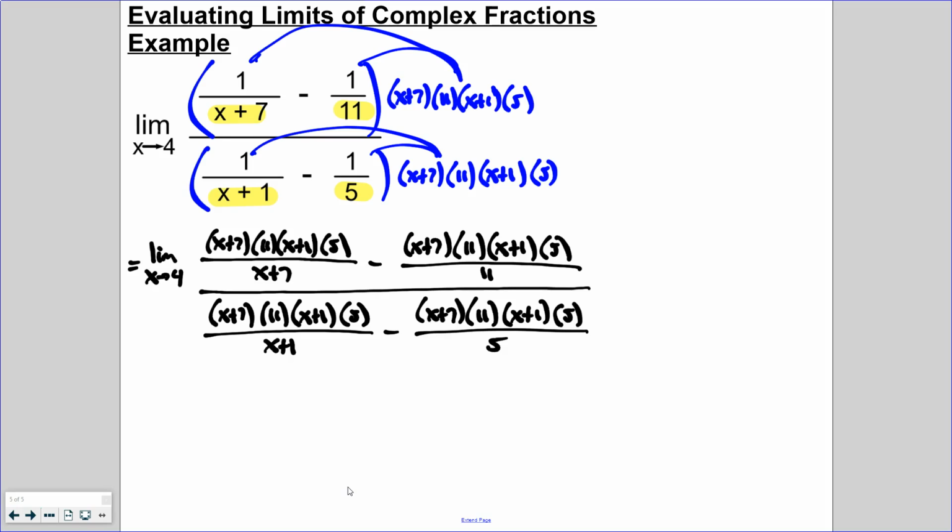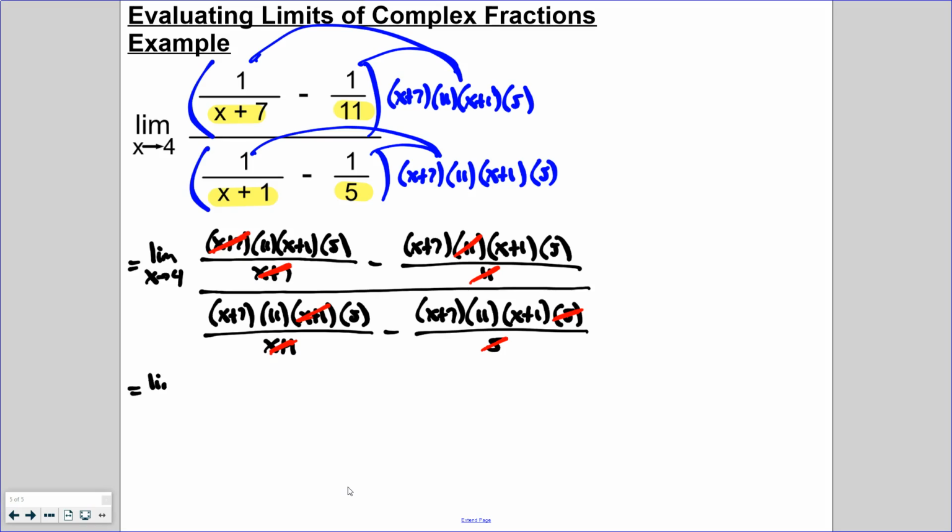All right. Well, now that we've actually distributed it, we can cancel out the factors that the numerator and denominator both have in common. So our first term, they both have an x plus 7. Second term, they both have an 11. Third fraction, they both have an x plus 1. And fourth fraction, they both have a 5. So let's go ahead and simplify this.